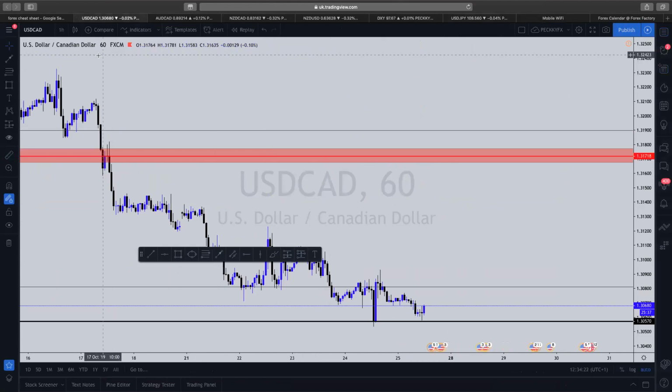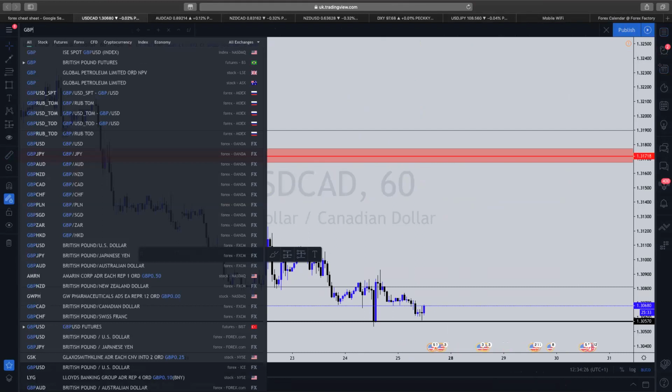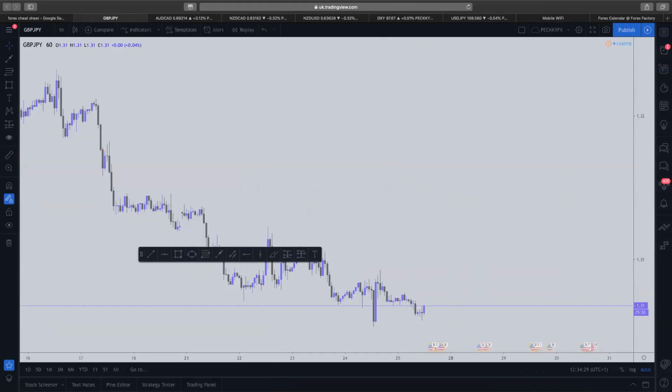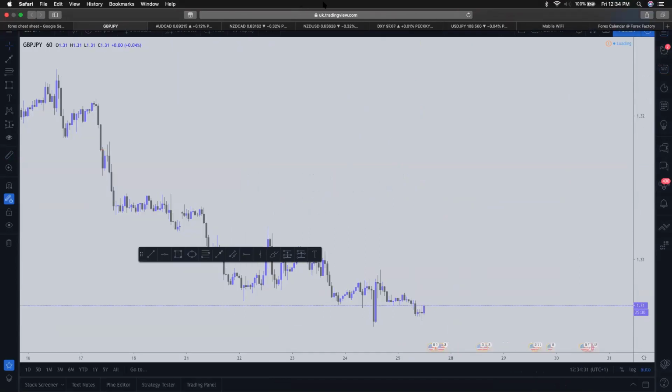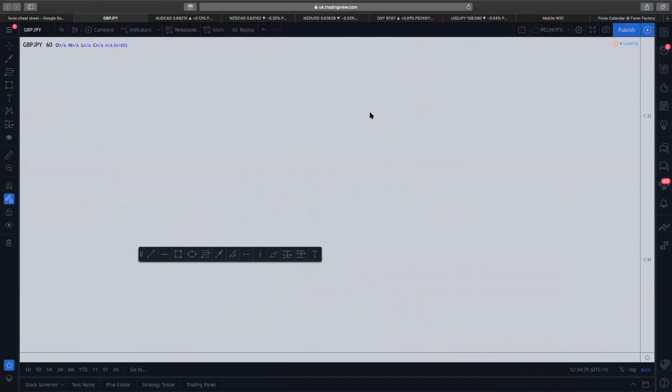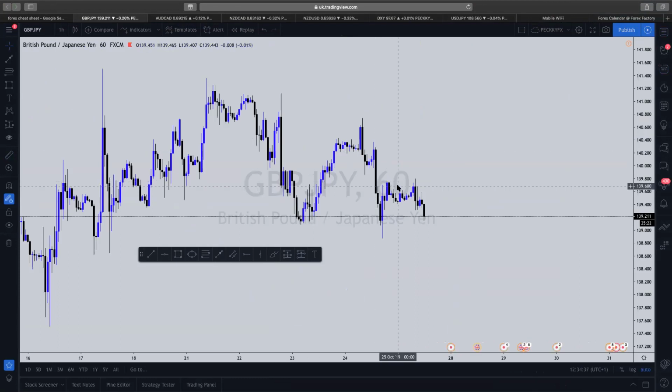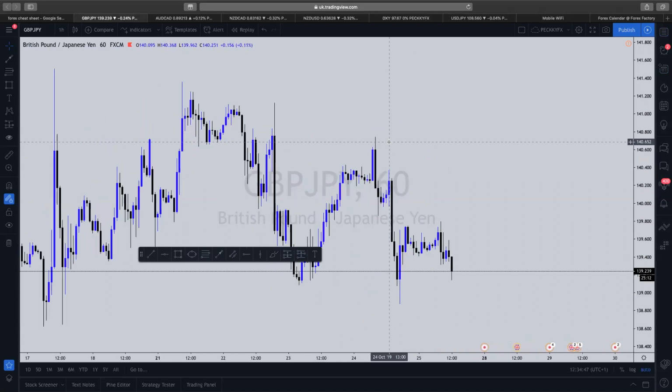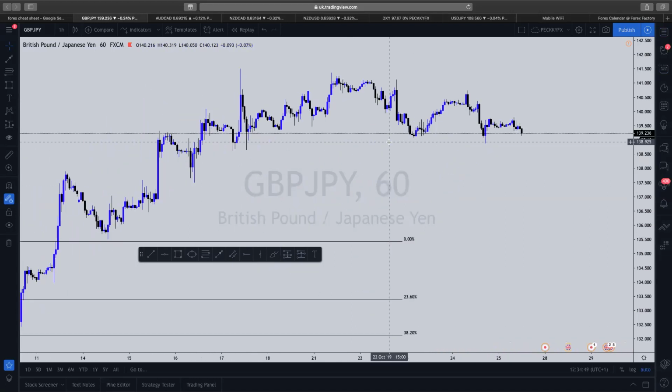USD CAD is going up. All right. GBPJPY. This thing has cleaned my markup. I had a markup right here.